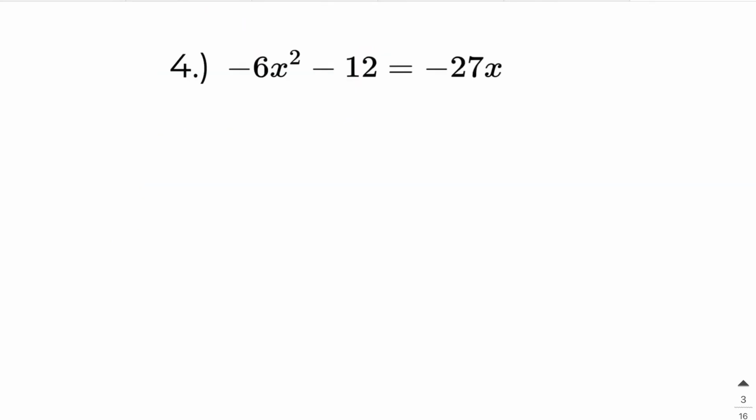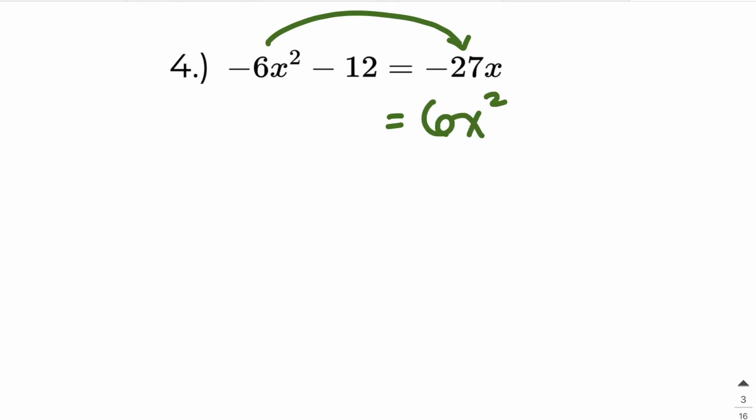All right, and number 4, we have negative 6x squared minus 12 equals negative 27x. So right here I have a leading coefficient that is negative. And I have terms on both sides, so I need to put everything on one side. And I don't want to keep it on the left side because it's negative. So I'm going to move the minus 6x squared over, and it will become a positive 6x squared.